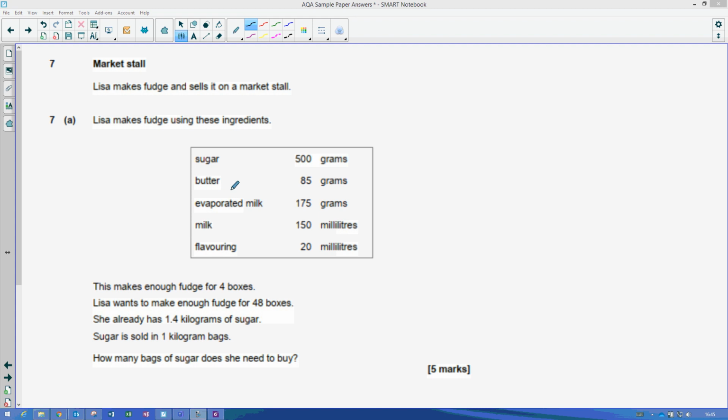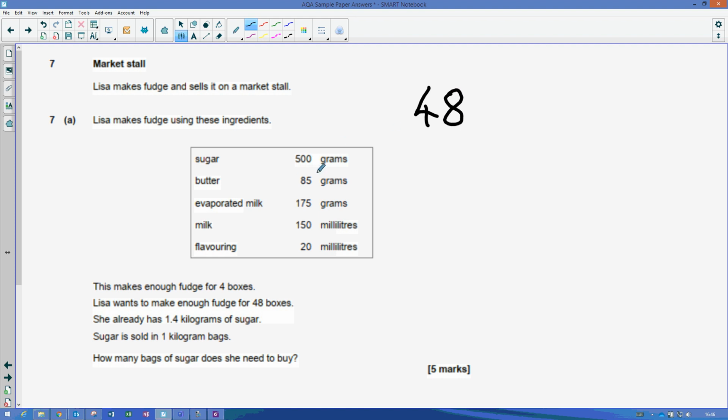We know how much this recipe makes, 4 boxes, and we know she wants to make more than that, 48 boxes. If we've got to make more than our recipe says, we need to multiply up all of our ingredients. How much do we need to multiply by? Well, that's about the difference between the number of boxes. Lisa wants to make 48 boxes. She's only got a recipe for 4, so we need to know how many lots of 4 there are in 48. 48 divided by 4 is 12. So we need 12 times as much stuff as are in our recipe.